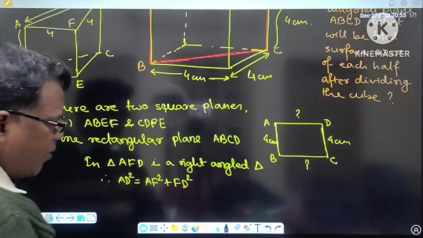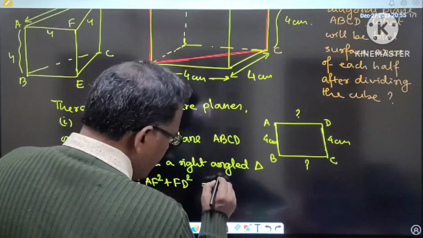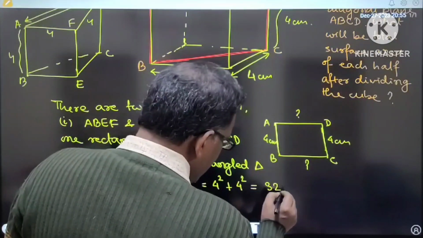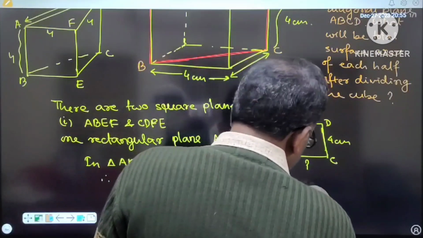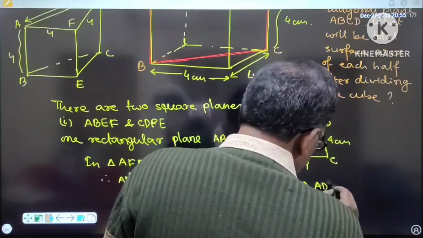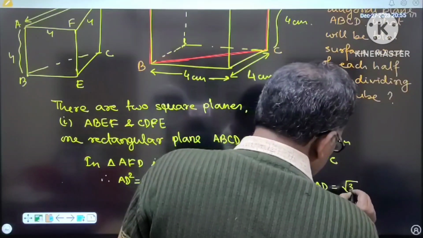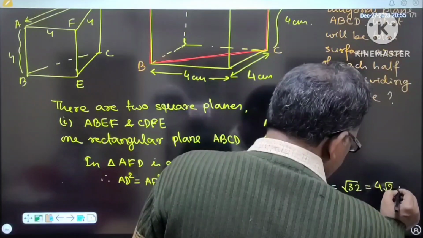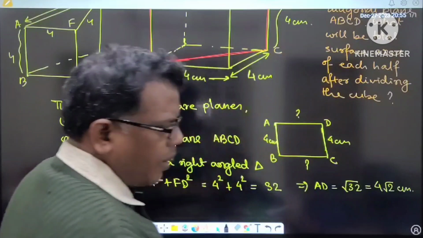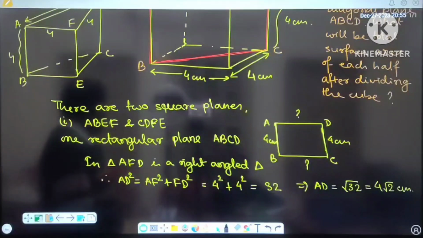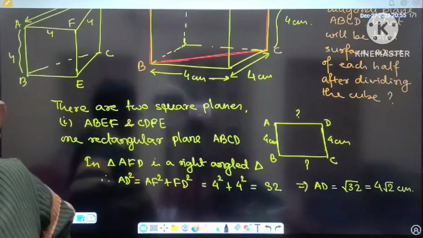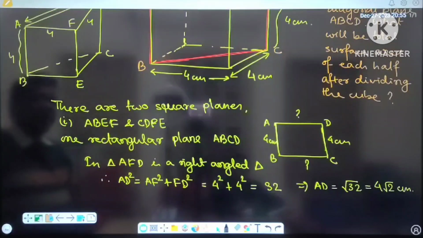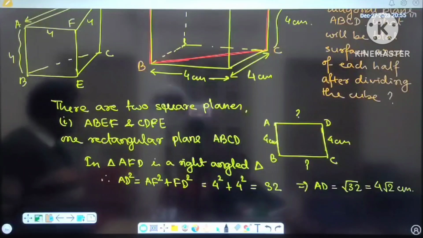AF and FD both are 4 each. So 4 square plus 4 square. So this is 32. So AD will be equal to root under 32, means it is 4 root 2 centimeter. 32 can be written 16 into 2. 16 can be taken out as its square root of 16 is 4. So it is lengthwise 4 root 2 centimeter. Are you getting me or not?